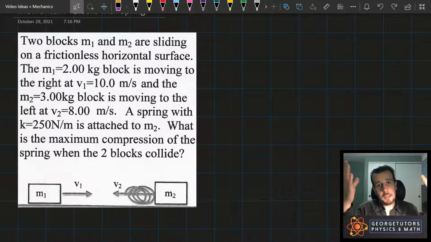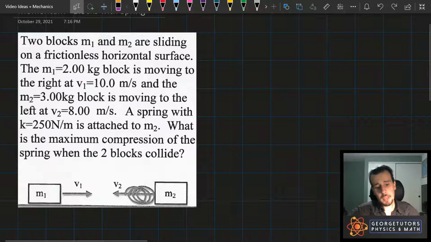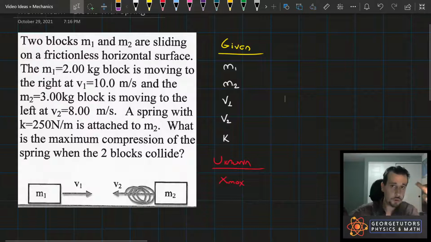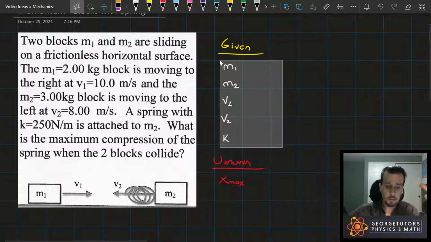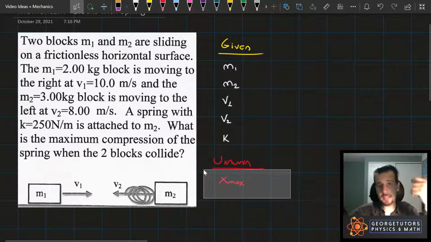So we're asked to find, when these two blocks collide, what is going to be the max compression of the attached spring on M2. As always with any problem that we do in physics, we want to make a list of givens and unknowns. I've already done it, and this is what you are given in this problem: the masses, the initial velocities, as well as the stiffness of the attached spring, and we're trying to find the maximum compression of that spring.